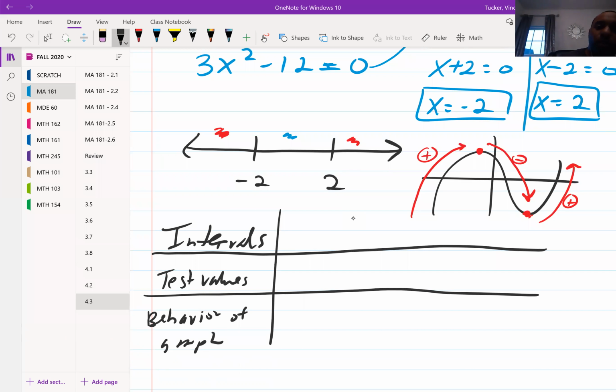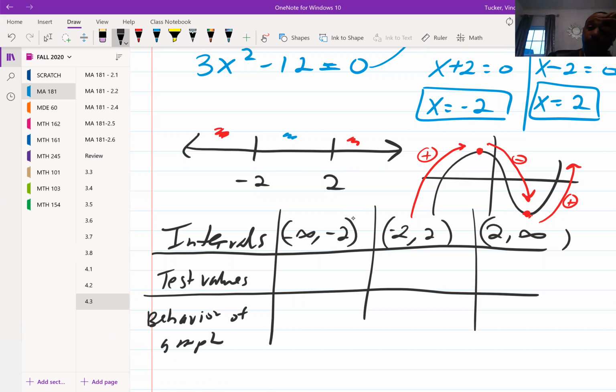All right, so the intervals we have are from negative infinity to negative 2. Yeah, we're dealing with open intervals. And then we have negative 2 to 2, then 2 to positive infinity. You can choose anything in that interval. So negative 3, 0, and positive 3.